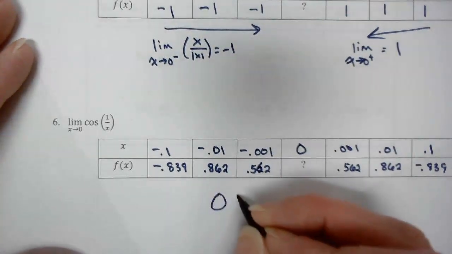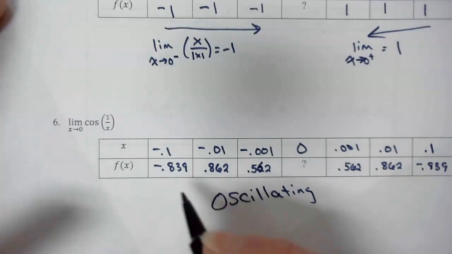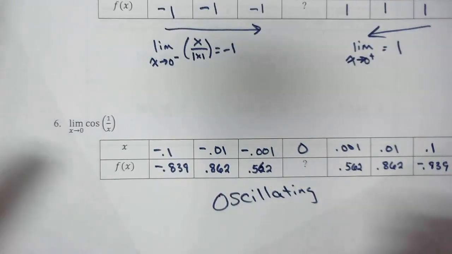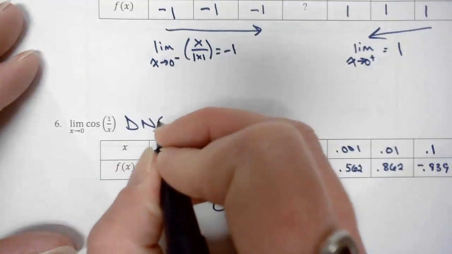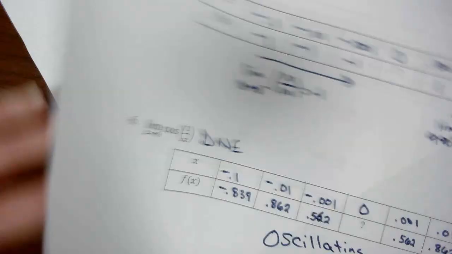So this one is oscillating. I can't tell what's happening. It's going negative, positive, negative, positive, negative, positive. This one does not exist as well. So if we can't decide where it's reaching, we would say the limit does not exist.